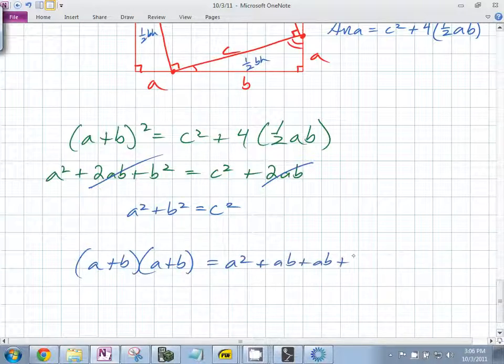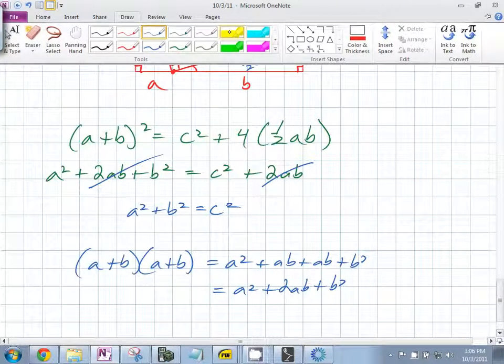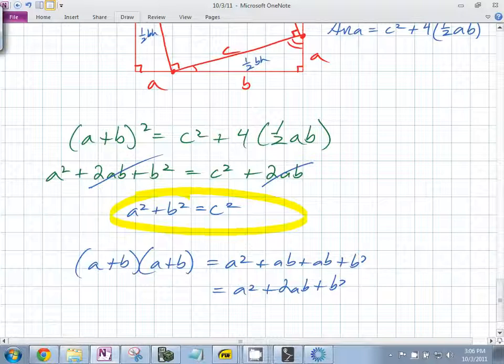So what did we just prove? We just proved the Pythagorean theorem. Are there other methods? Are there many other methods? What do you think? Yeah, there are lots of different ways to prove the Pythagorean theorem. This is one of them.